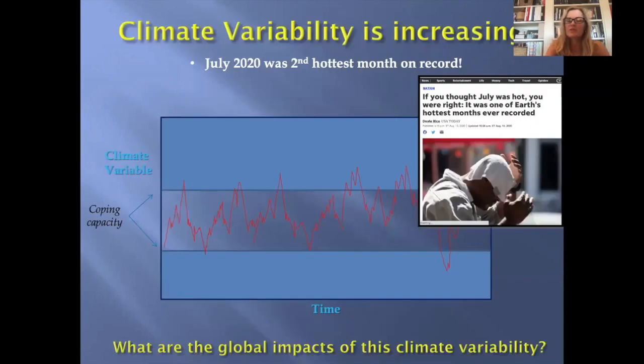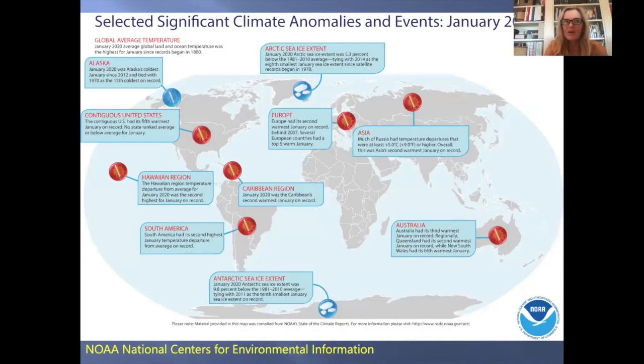Another big issue we're facing is climate variability. July of 2020 was the hottest month on record. And what are the global impacts of this climate variability? How is this impacting the world? Well, we've all seen it, we've all heard of the floods and all the major issues.